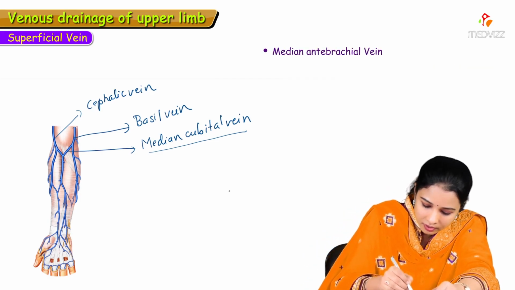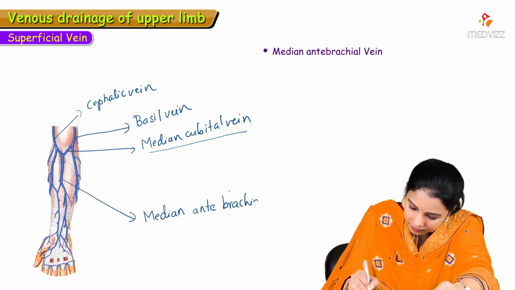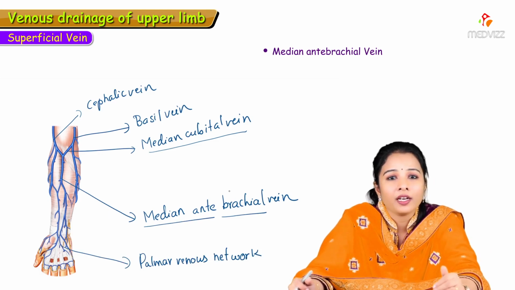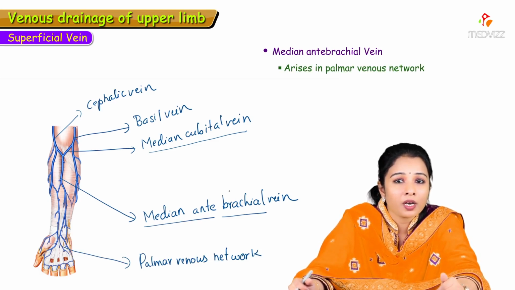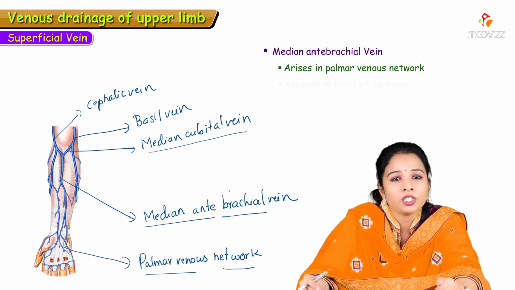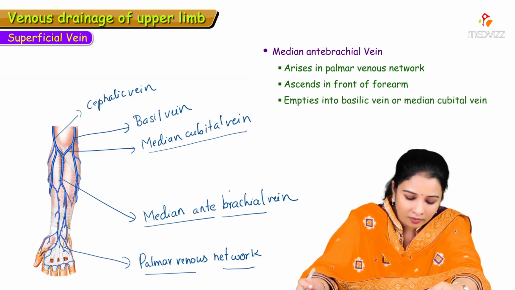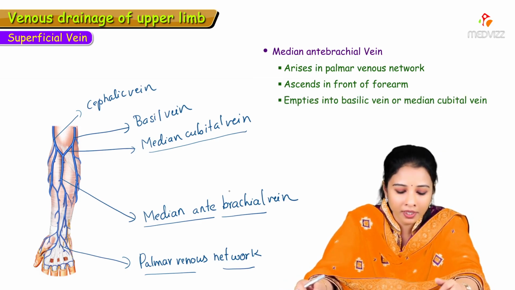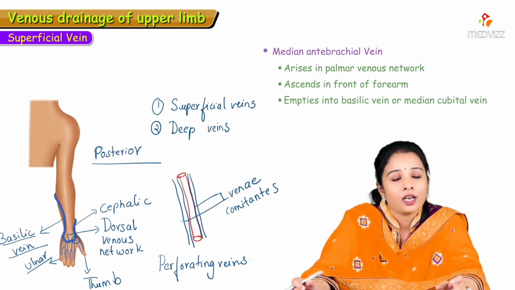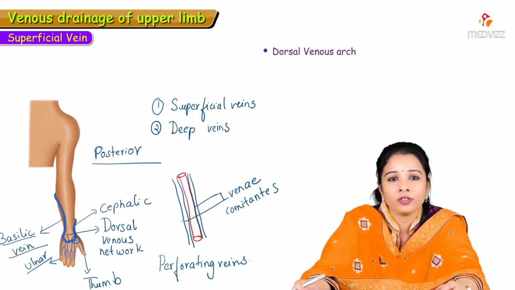The median antebrachial vein arises in the palmar venous network. So this is the palmar venous network, which ascends in front of the forearm and empties into the basilic vein, or it may open into the median cubital vein. The last superficial venous set is the dorsal venous arch.